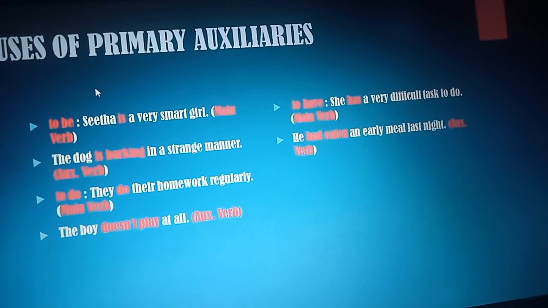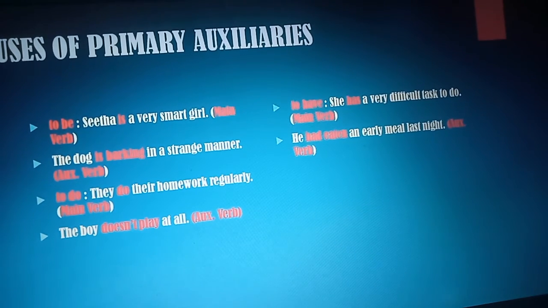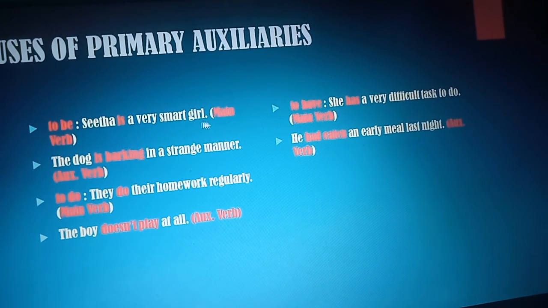Okay, so see here the uses of primary auxiliaries. We just studied the modal auxiliary verbs and their functions, and here we are going to study the uses of primary auxiliaries. What are the primary auxiliary verbs? To be, to do, and to have. So, Sita is a very smart girl. Here is belongs to the to be category of verbs. The dog is barking in a strange manner. Is is to be. To do: they do their hard work regularly. So these are the uses of primary auxiliaries.